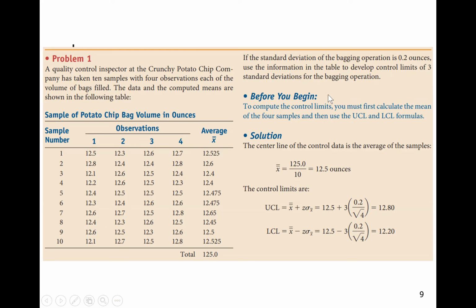So 0.2, and also it uses 3 sigma, 6 sigma. This 3 sigma means 6 sigma distribution of variables. So X double bar is 12.5 and 3 is the Z value, and the standard deviation 0.2 divided by root over 4. 4 means here observations: number 1, number 2, number 3, number 4. And the upper control limit is 12.8 and the lower control limit is 12.2.